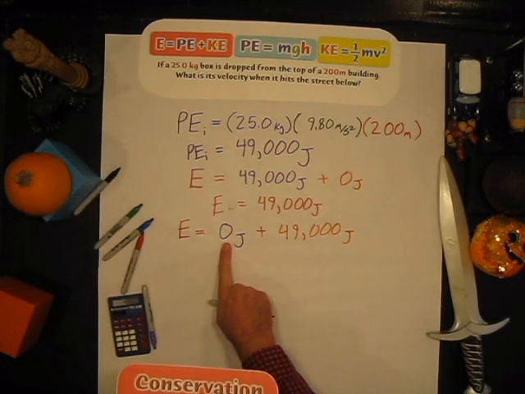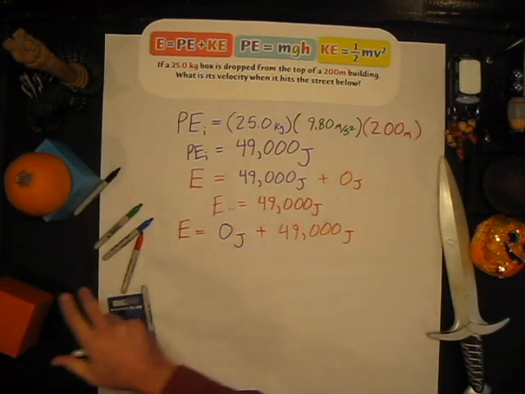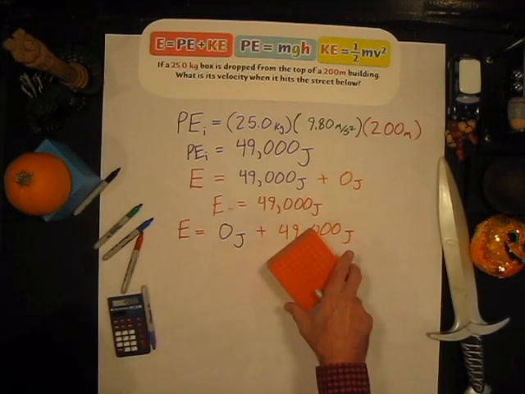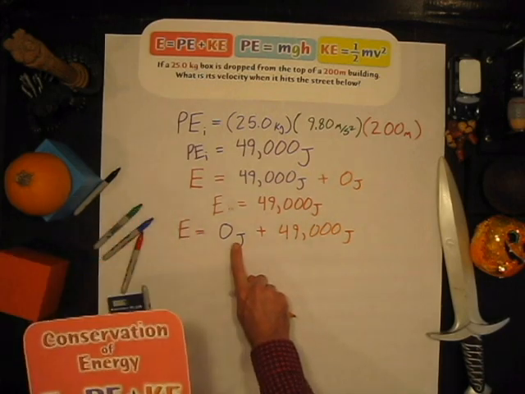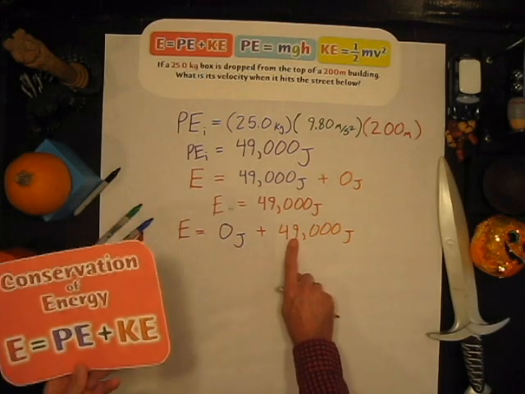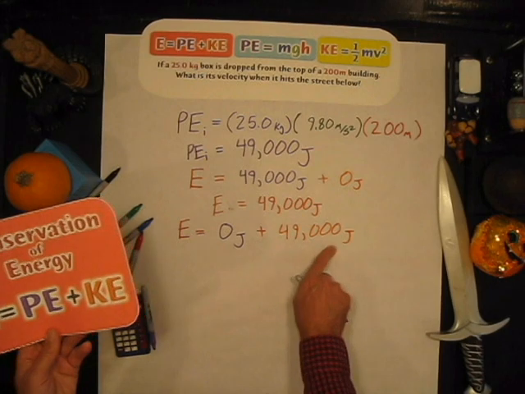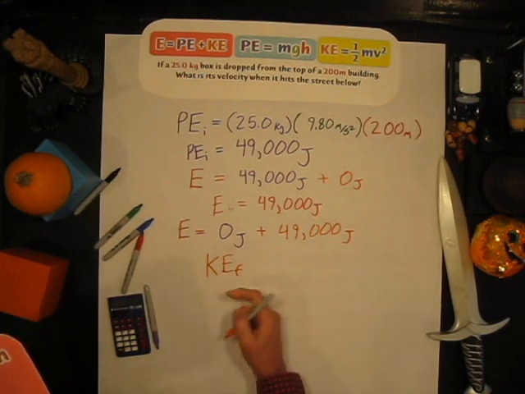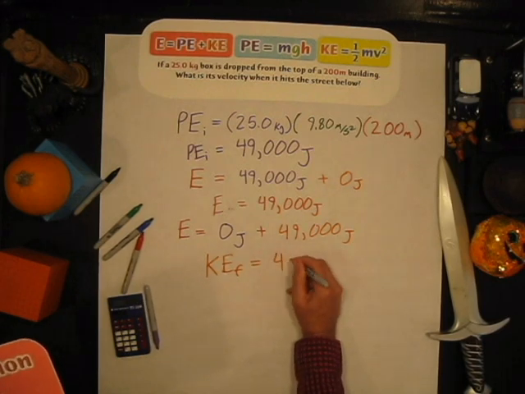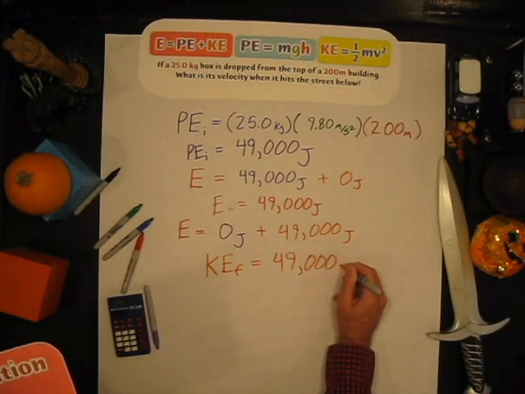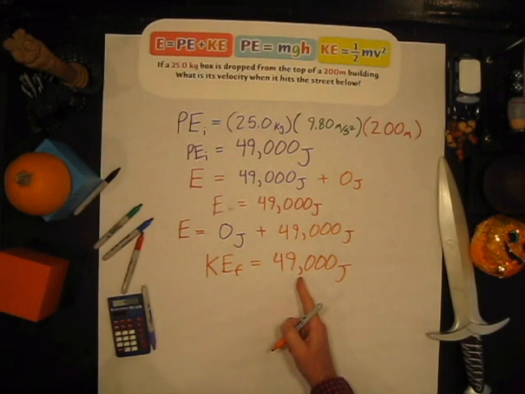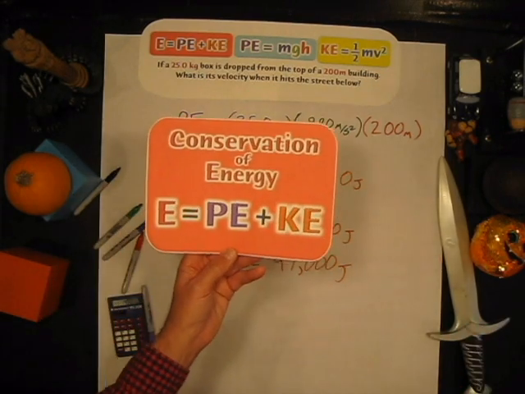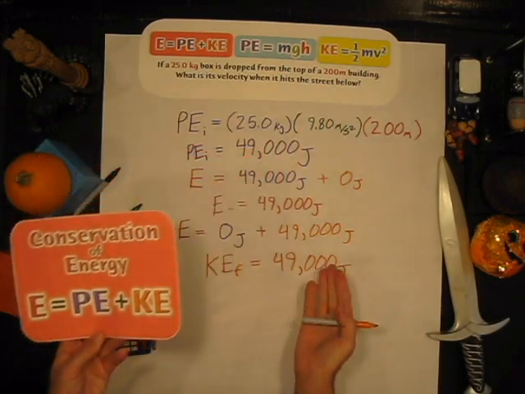Now the potential energy when it hits the ground is 0 because we're defining the ground as 0, okay? And then the kinetic energy will be 49,000 joules. So now I can tell you that the kinetic energy that it ends with, KEF, is equal to 49,000 joules, or 4.90 times 10 to the 4th joules, if you did put it in scientific notation. Okay, so now we know the kinetic energy when it hits the street.